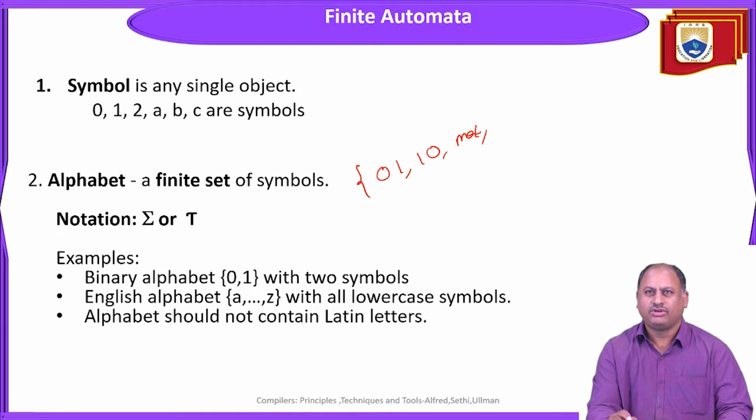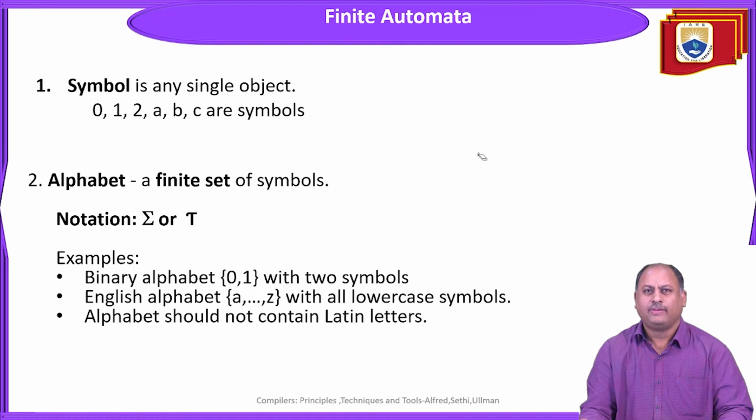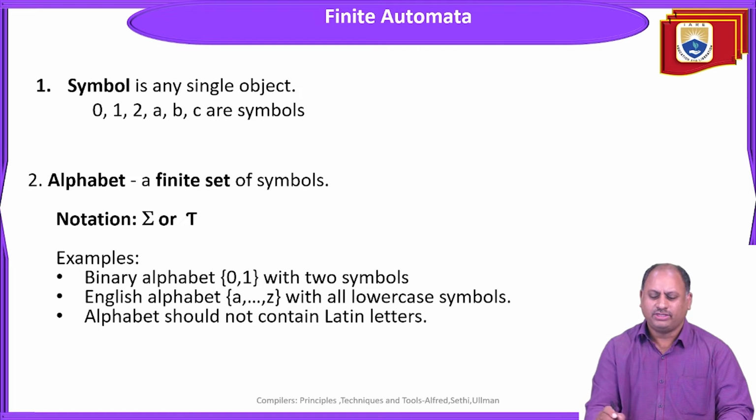So this 0, 1 comes under this symbol only. Like that, that is to be represented. Generally, in case of fundamental notation, we are going to represent this as sigma notation. Sigma or tau, that is the symbol to be denoted. Alphabet is denoted by the symbol sigma.